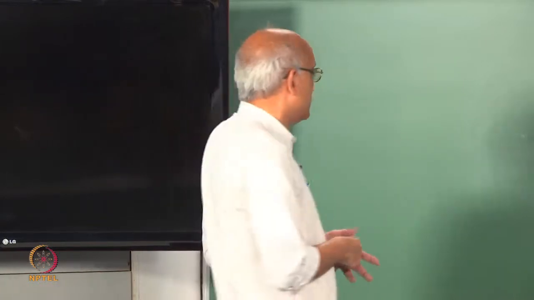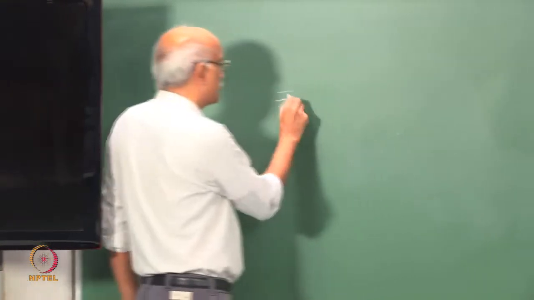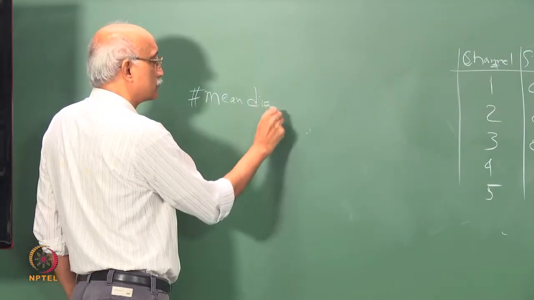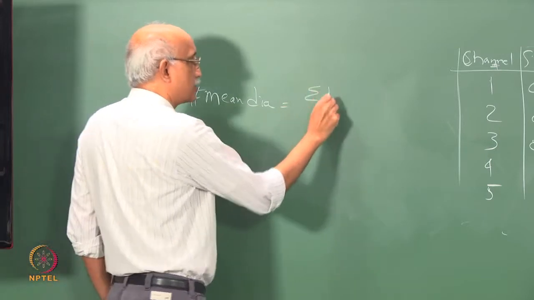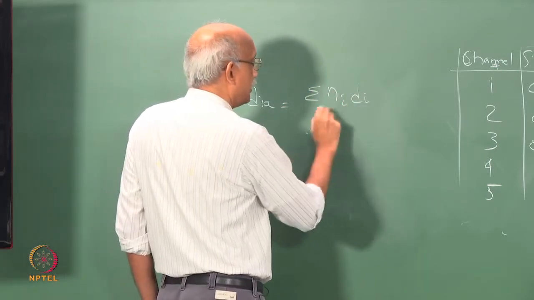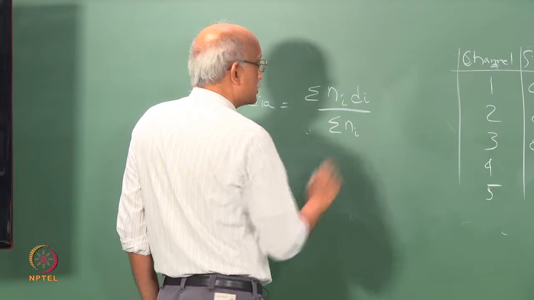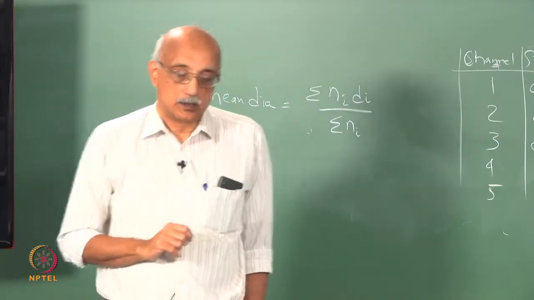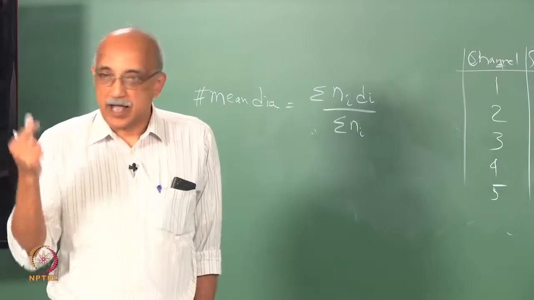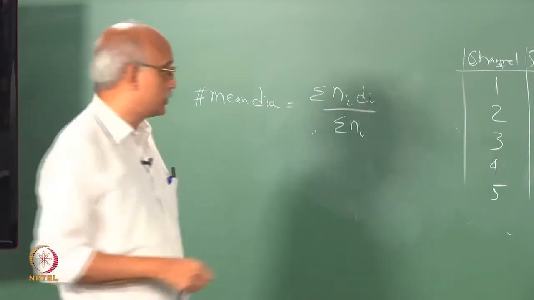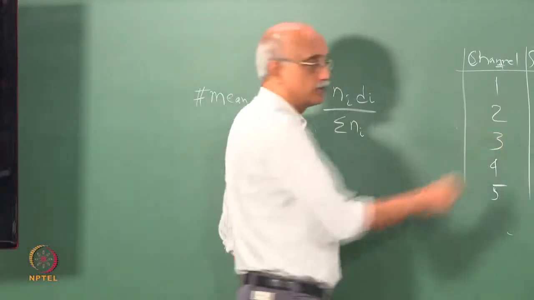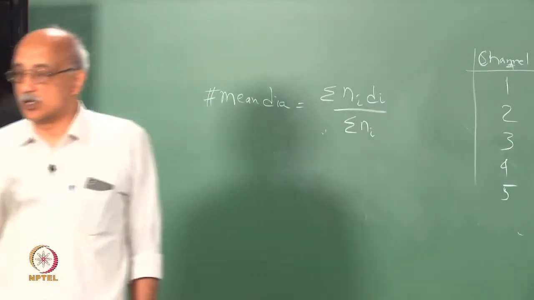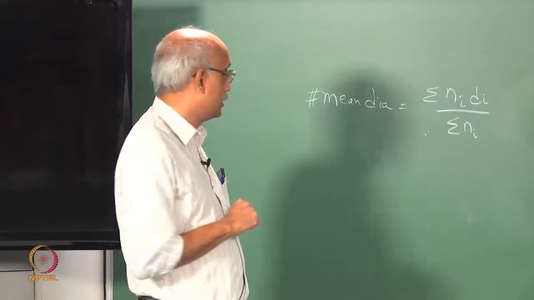So for example, you can talk about a number mean diameter, which would be simply summation n_i d_i over summation n_i, where d_i may be an average size within a size channel. So in this size channel 0.15 may be a representative diameter, and n_i would be the number of particles in that size range as well.